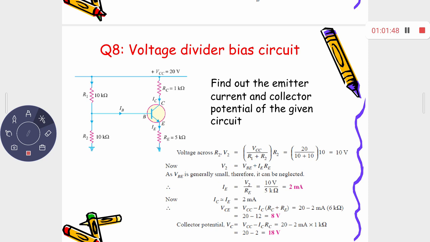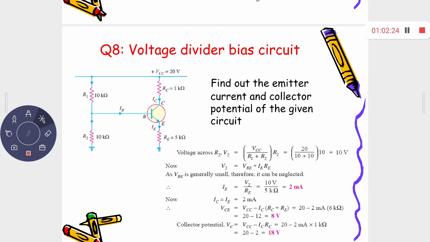20 volt is the supply. For the sake of simplicity, both of these two resistances are 10 kilo. So here this voltage, how much? At the base terminal, what do we expect? Is it only 10, or somewhat different? Yes, it is 10.